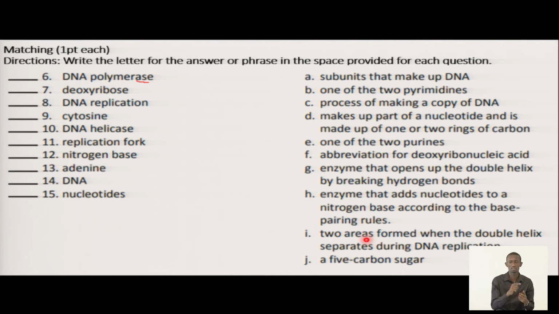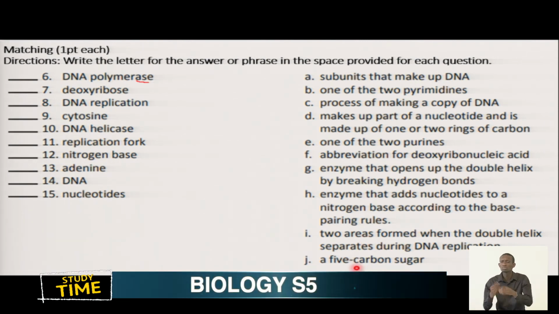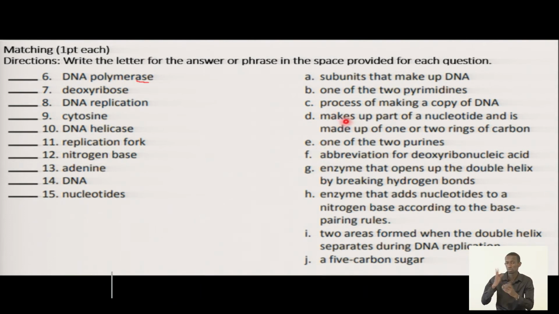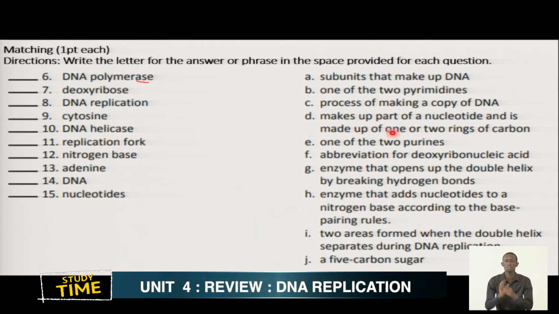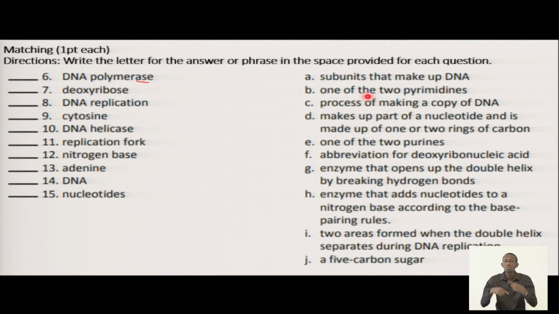Two areas formed when the double helix separates during DNA replication; a 5-carbon sugar; an enzyme that opens up; an abbreviation for deoxyribose sugar; makes up part of the nucleotide and is made up of one or more; the process of making up the DNA; one of the two pyrimidines. So we need to check and see, when we say DNA polymerase, where do we match? When we say helicase, again, another enzyme, like we said before. So can we move here and get a pen and check if we pick number 10?